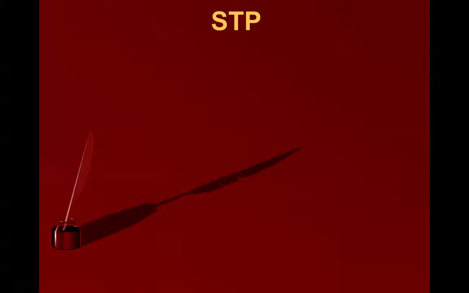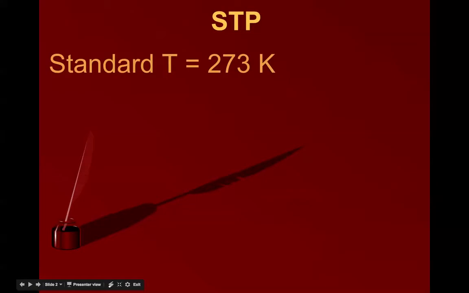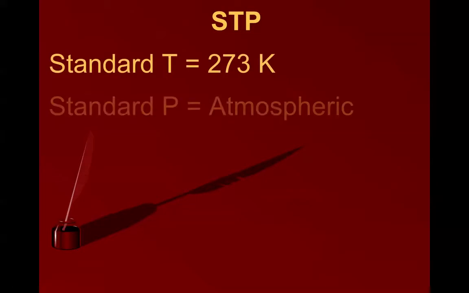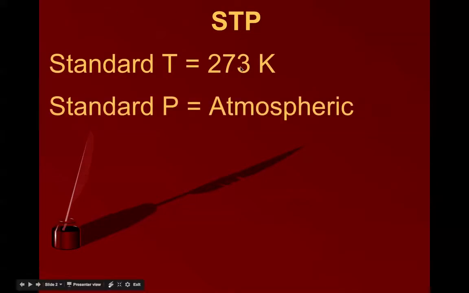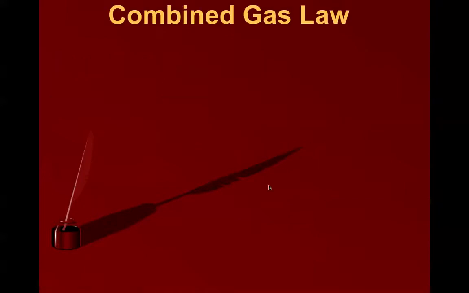First thing you need to know is something called STP. STP stands for standard temperature and pressure. Standard temperature is 273 Kelvin, and standard pressure is the same as atmospheric pressure. If you look earlier in your gas laws notes, you'll see that's 1 atmosphere, 101 kilopascals, or 760 millimeters of mercury. So if you see STP or any of these, this is what you would write.